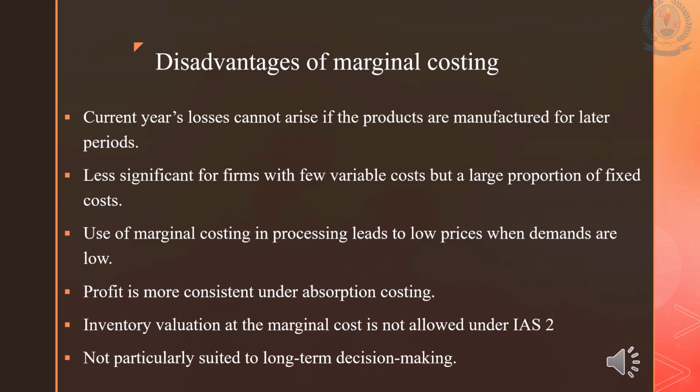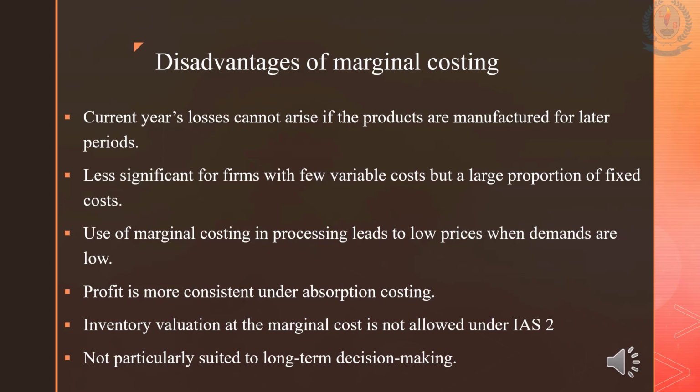In a situation of low demand, marginal costing would enable the company to lower the prices. This might mislead the customers, who will expect low prices all the time. Under marginal costing, the total variable cost would vary, but in absorption costing, the cost would be consistent due to the fixed costs. This will result in consistent profits using absorption costing.